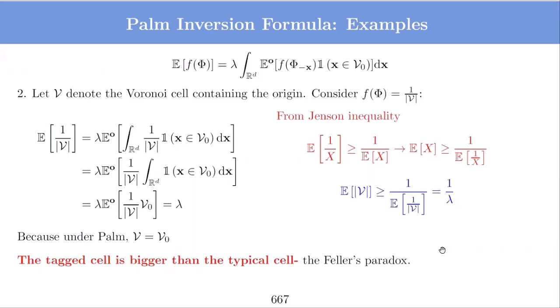So the tagged cell is bigger than the typical cell. If I take a point at the origin and compute its cell size, or you go to any point and compute its cell size, that will be the typical cell. And the tagged cell would be, if I try to find the cell of the base station in which the origin lies, then that will be a bigger cell than the typical cell. This is known as the Feller paradox, which we will explain later on in this class.